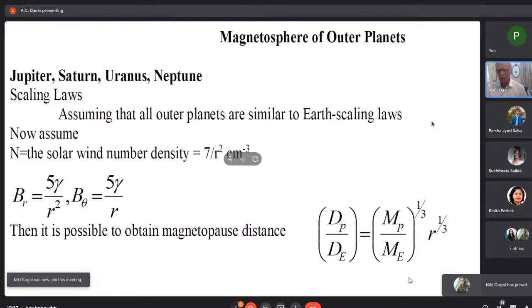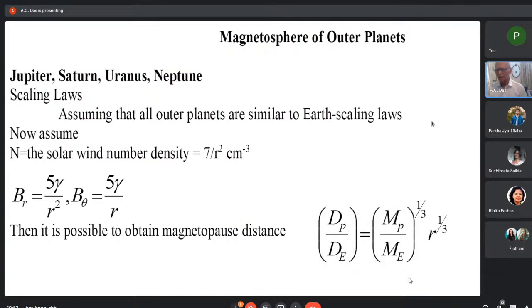If you want to find the magnetopause distance from the center of the Earth, you need three, four things. First, the magnetic moment, mu square, which is in the numerator, and in the denominator you have rho Vs square. Rho is the density of the solar wind at that point, and Vs is the velocity. Now these are not constant, they vary as you move away from the center of the Sun. So the solar wind number density varies as 1 by r square.